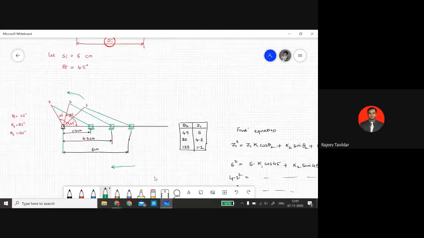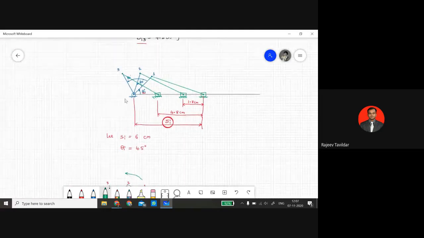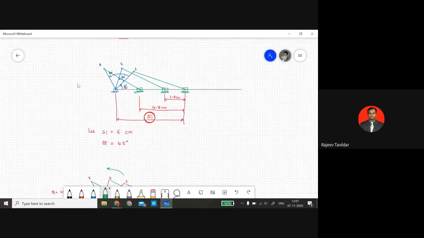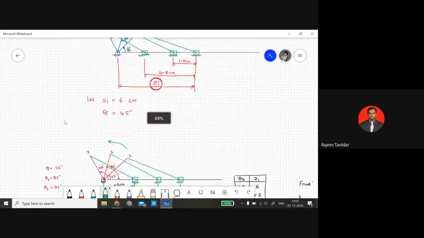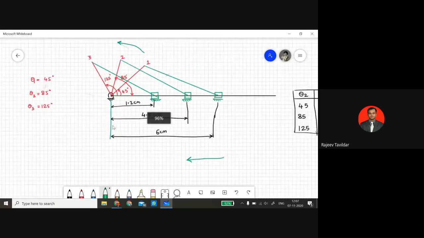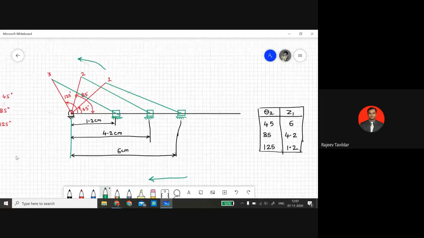Class, we have solved this type of problem wherein we have designed the slider crank mechanism for its three positions by using the Freudenstein's equation. I have told you that at the end of any problem that you get for Freudenstein's slider crank, this is the form that you need to get in, wherein you will be having the various theta 2 values for position 1, 2, 3, and various slider positions, that is S1, S2, and S3.